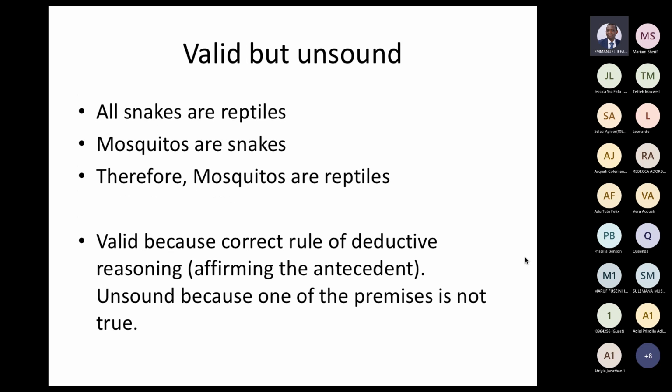Then you have valid but unsound. All snakes are reptiles, which is true. Mosquitoes are snakes, which is false. Therefore, mosquitoes are reptiles, that's false. Now this argument is valid because it affirms the antecedent, but it is not sound because one of the premises is not true.